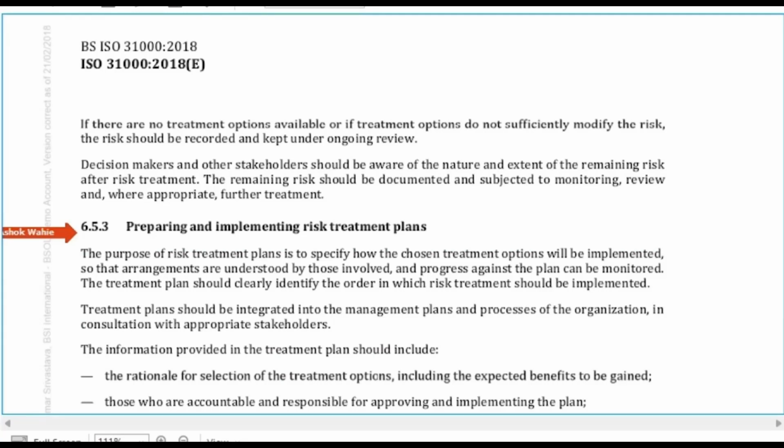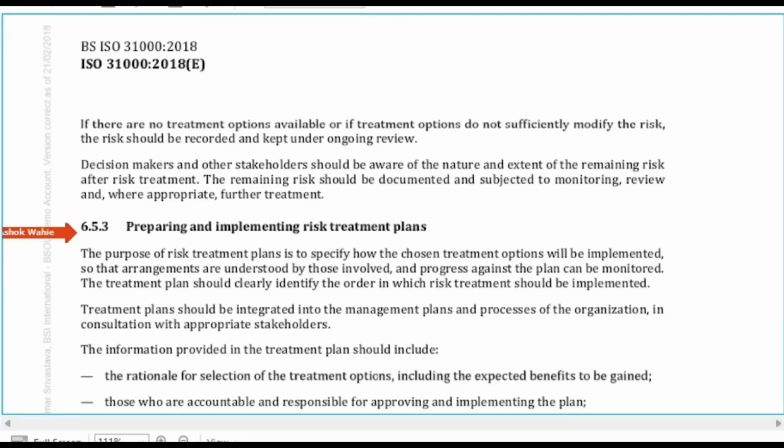Then the risk treatment plan should clearly identify the order in which the risk treatment should be implemented. So what is the first item you will implement? What is the second item you will implement? Now, every organization has got project plans, management plans. So the risk treatment plan should be integrated. Whenever the top management is reviewing their management plans, one of the agenda items should be to include the risk treatment plans, or the treatment plans must be integrated into management plans and the processes of the organization in consultation with the appropriate stakeholders. So you have to keep the top management apprised. You have to report to the top management on the progress of the risk treatment plan.